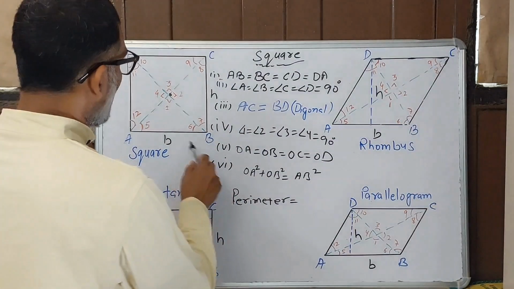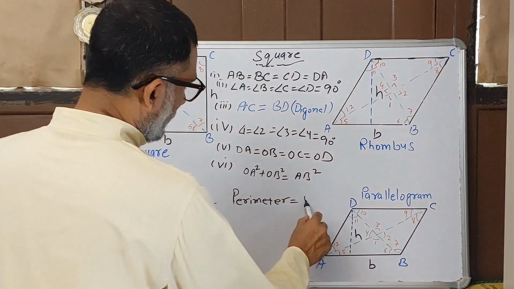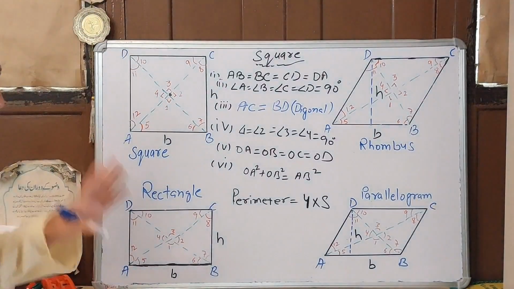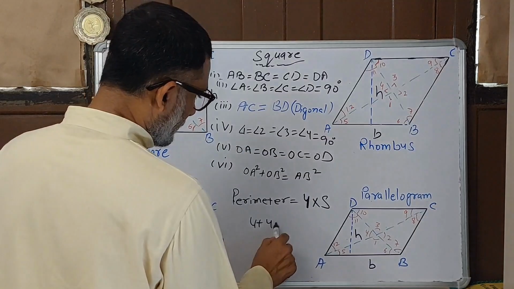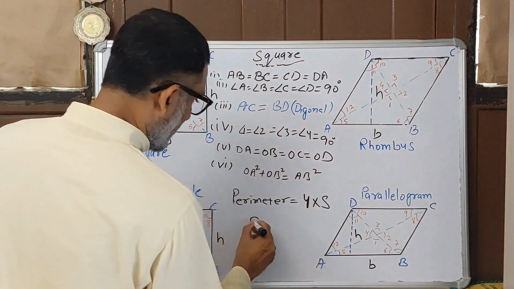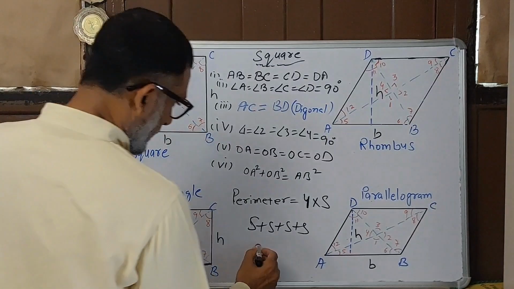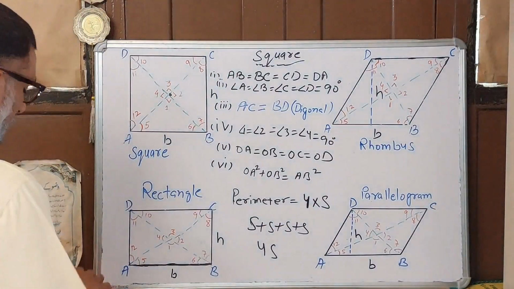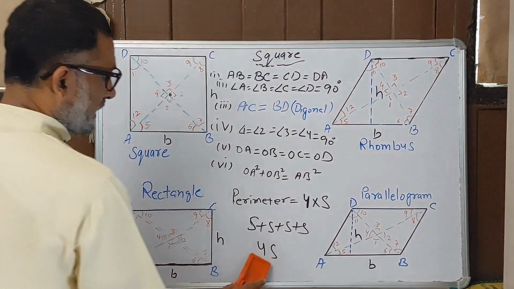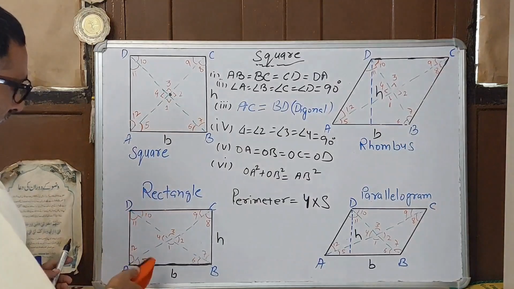So here the boundary length will be AB plus BC plus CD plus AD. All are the same. So it means when you add 4 sides, it will become 4 into S. When you add S plus S plus S plus S, side plus side plus side plus side, what will it become? 4 into S. That's why its formula becomes 4 into S. If you do not remember the formula, don't worry, it is simple, just add all the sides.